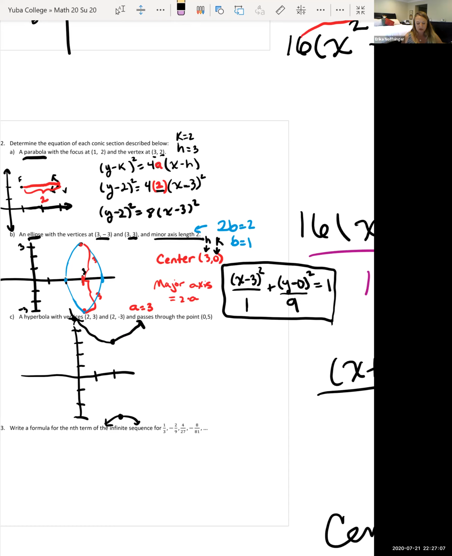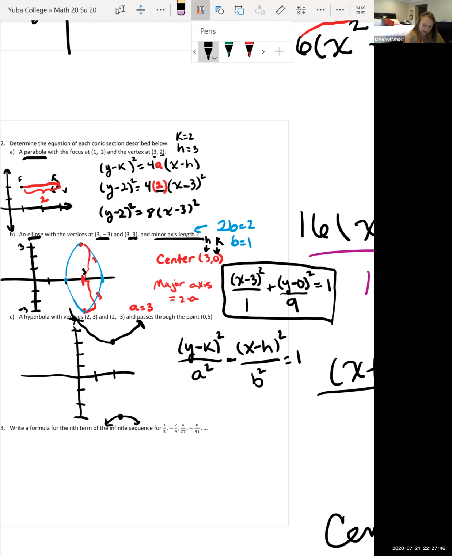So we have a hyperbola that goes up and down, and so we're going to have it in the form. If it's up and down, it's the y value that's positive, so it's going to be in the form of y minus k quantity squared all over a squared minus x minus h quantity squared all over b squared equals 1. h, k, that's the center. Center is going to be between these 2 points of my vertices. Well, if I went up and down 3, you can see that my center here is going to be at (2, 0).